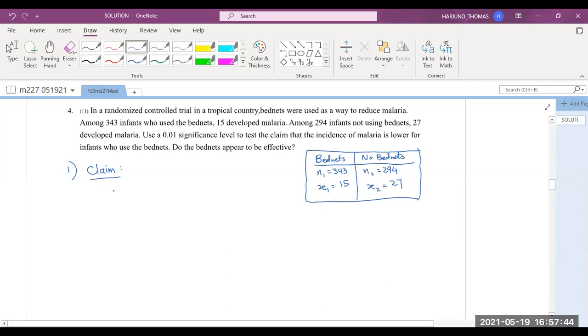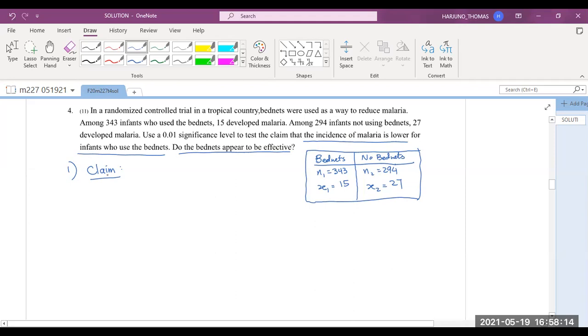Okay, let's come back here. So let's see. Do bed nets appear to be effective? Now, it sounds like we have two claims here. This is the formal claim that the incidence of malaria is lower for infants who use bed nets. Do bed nets appear to be effective? You can use either one.